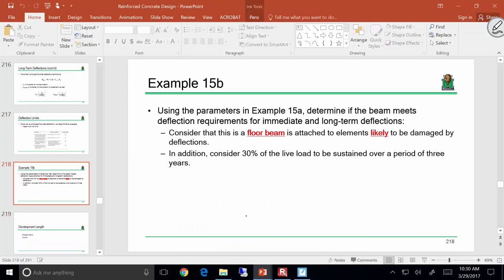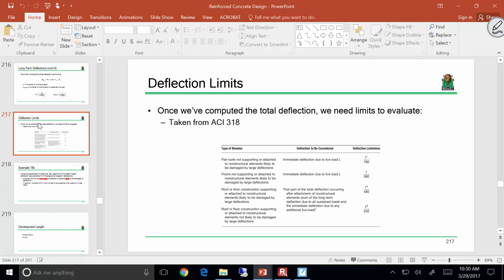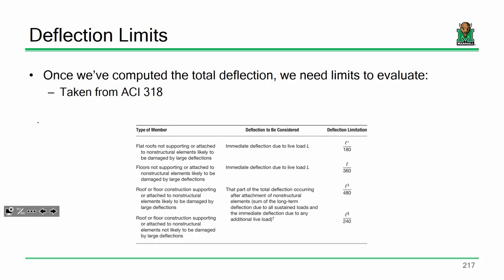Okay, problem says, consider that this is a floor beam attached to elements likely to be damaged by deflections. So let's see. Flat roofs not supporting or attached to non-structural elements. Floors not supporting. Roof or floor construction supporting or attached to non-structural elements likely to be damaged. So this one, right? The deflection to be considered is the total deflection, the sum of long-term and all sustained loads. So that's what we just calculated. And what's our limit? L over 480.